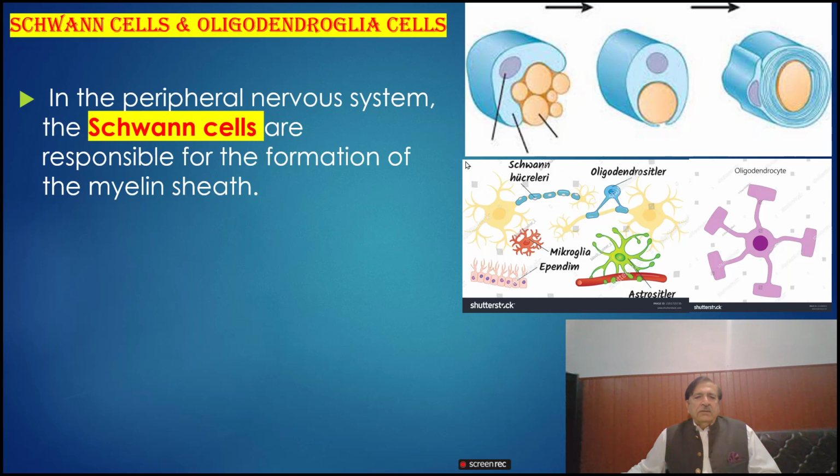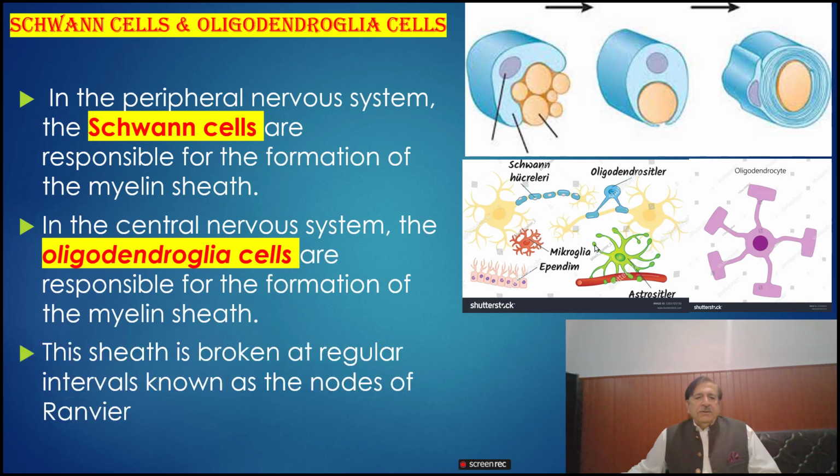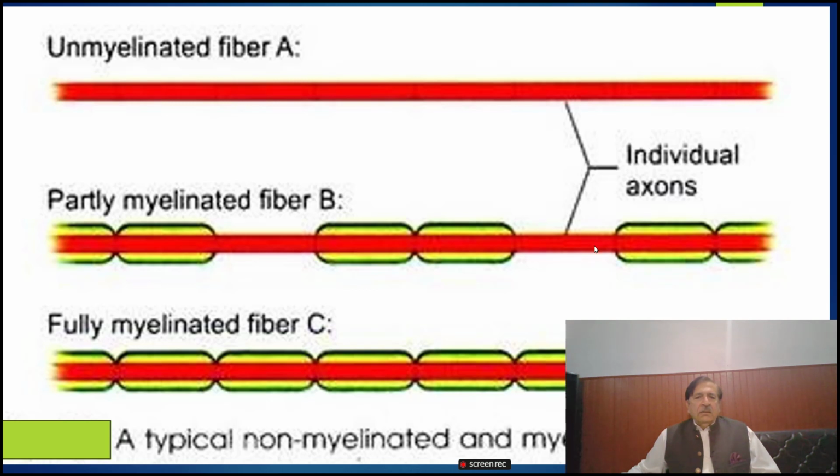Schwann cells are oligodendroglial cells. In the peripheral nervous system, the Schwann cells are responsible for the formation of the myelin sheath. In the central nervous system, the oligodendroglial cells are responsible for the formation of the myelin sheath. This sheath is broken at regular intervals known as nodes of Ranvier.